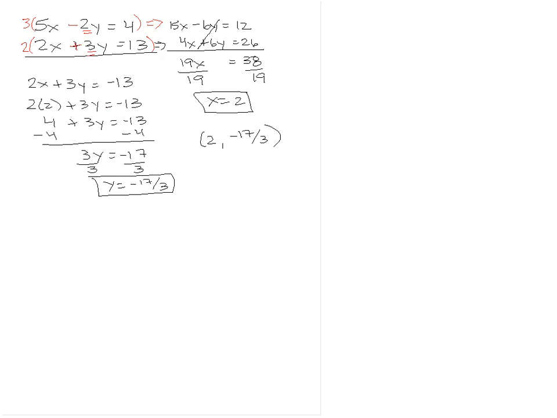Okay. 15. Well, I'm just making sure. 4, 6, 26. That's 38. 2 times 2 is 4, plus 3, right? Oh, I see what was wrong. It was a positive 13, not a negative 13.